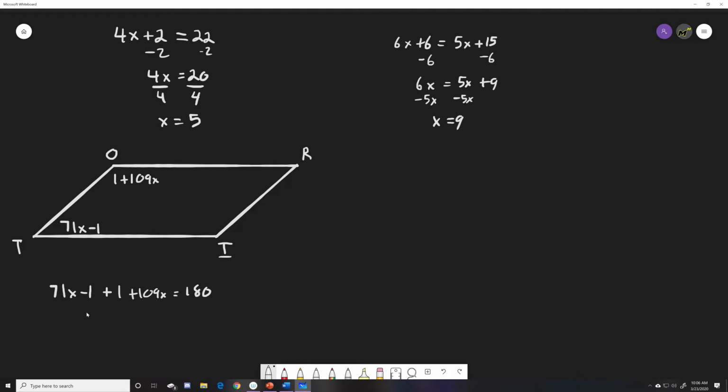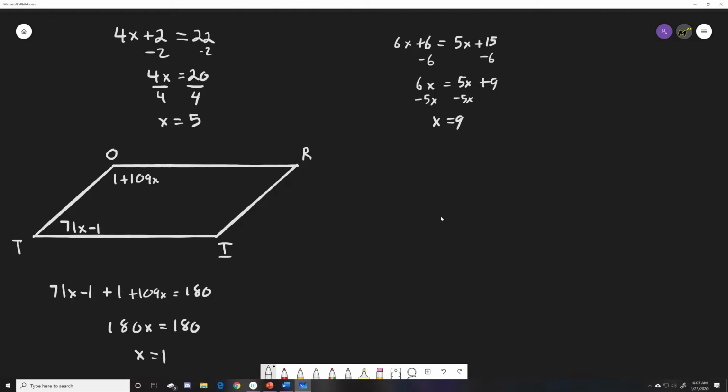Alright, so to solve this, we combine our like terms on the left side first. So negative 1 plus a 1 would be nothing. And 71x plus 109x would be 180x equals 180, and a lot of things cancel here. Hey, it looks like x is going to equal 1 in this example.